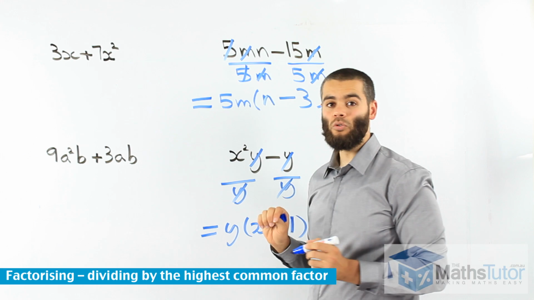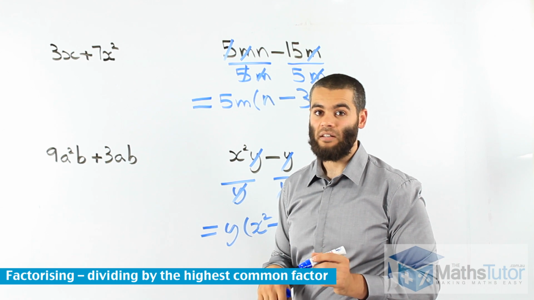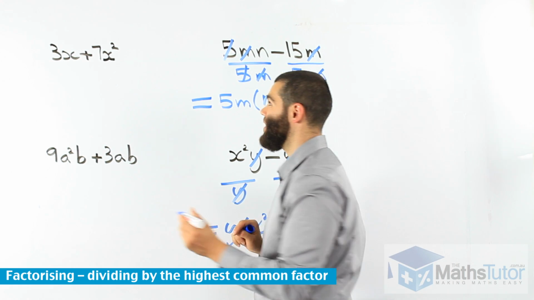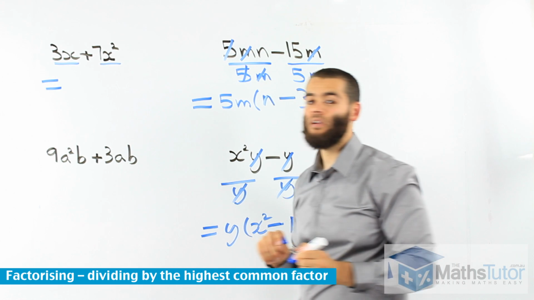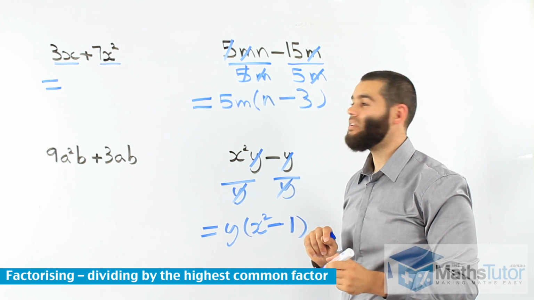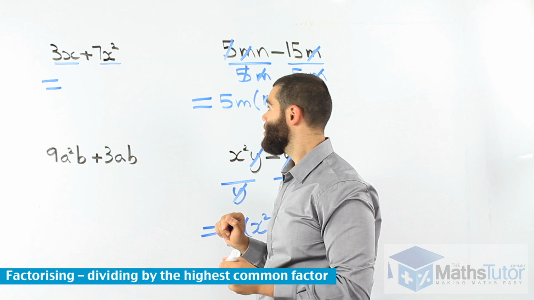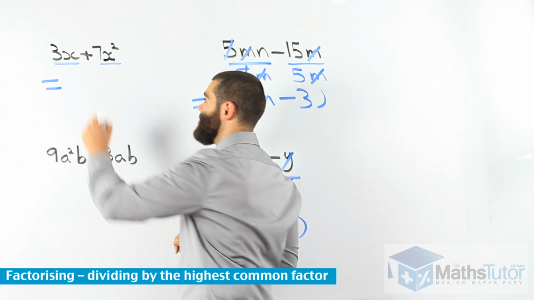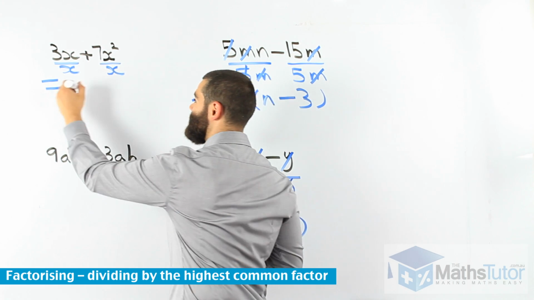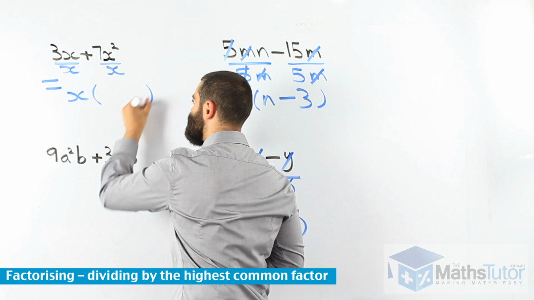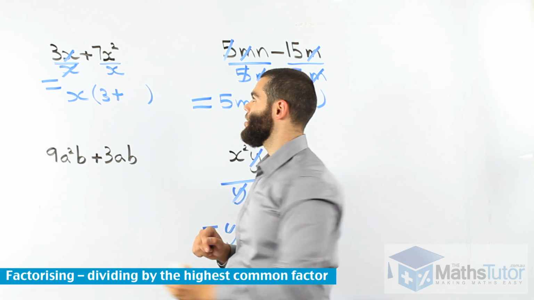Let's do the last two. We have 3x plus 7x squared. 3x plus 7x squared, we want to factorize. What's the highest common factor? We know there is no highest common factor in the 3 and the 7. They are both prime numbers. We look for the pronumerals. We can identify that x is the highest common factor. So x, open bracket, the x's divide, you're left with 3 plus the x here.